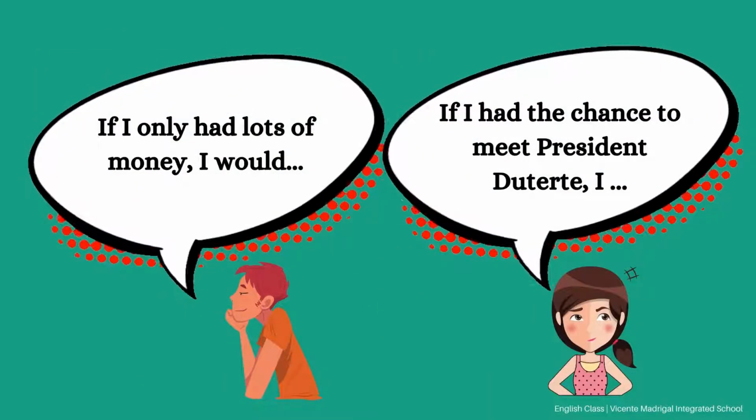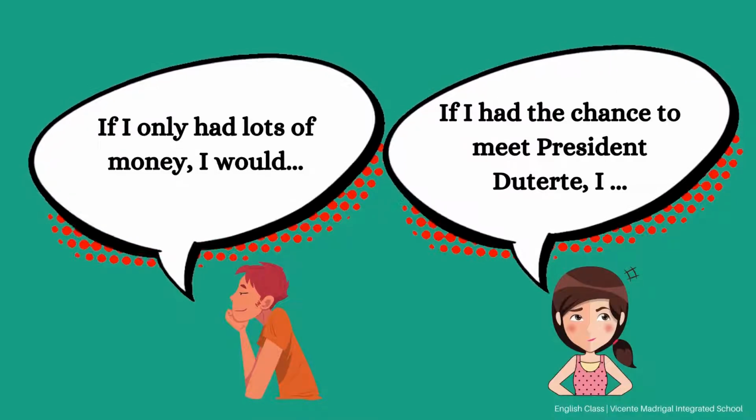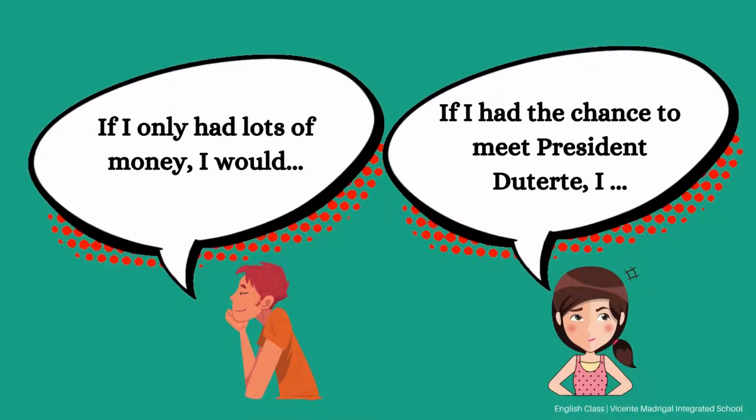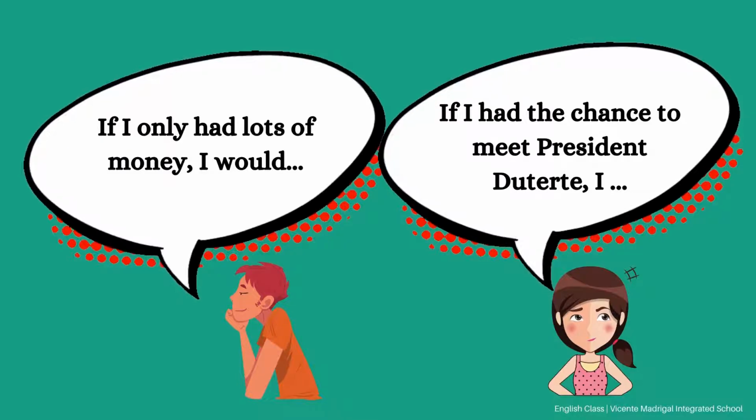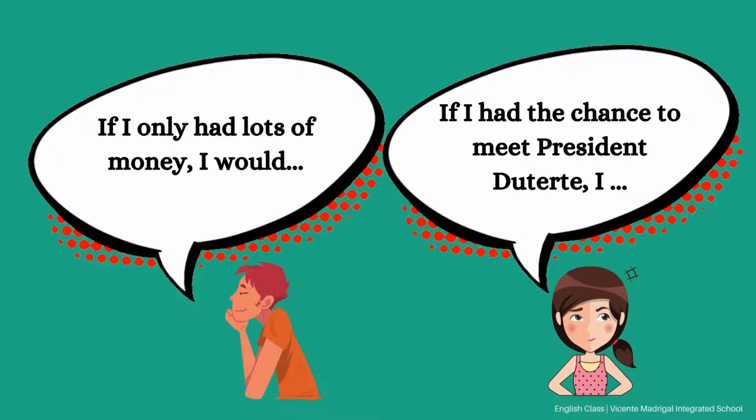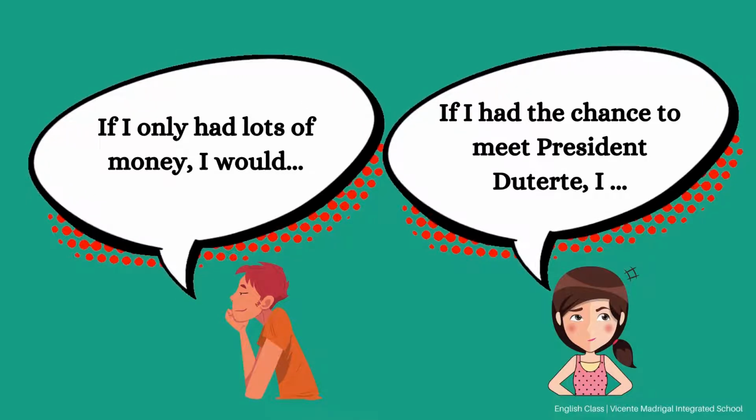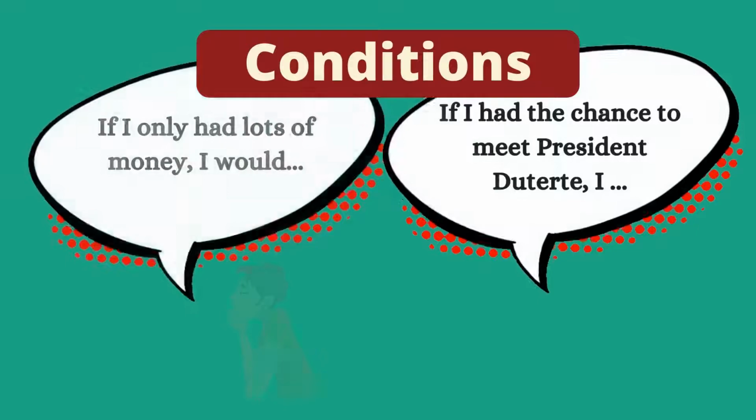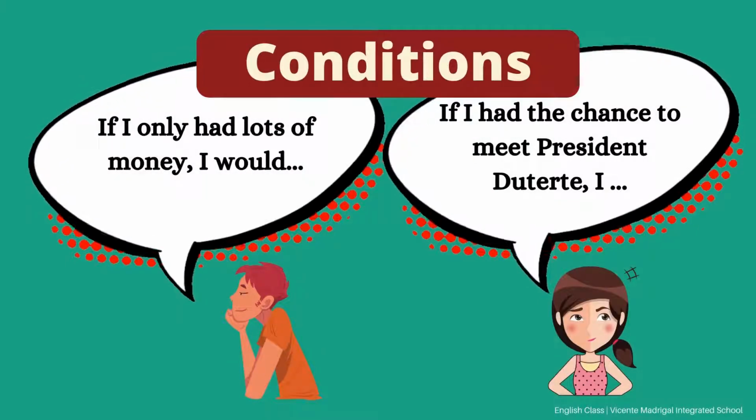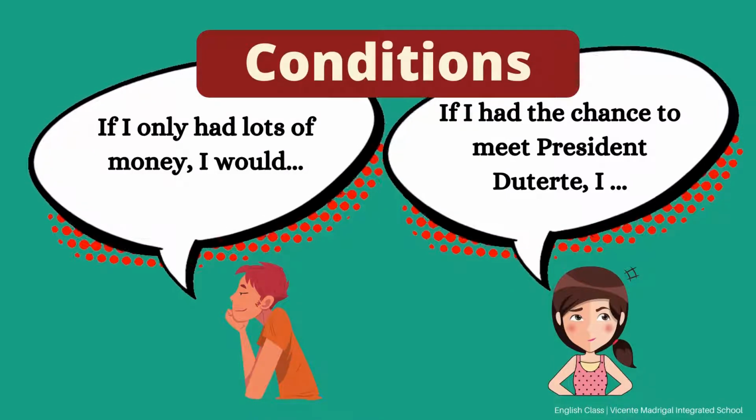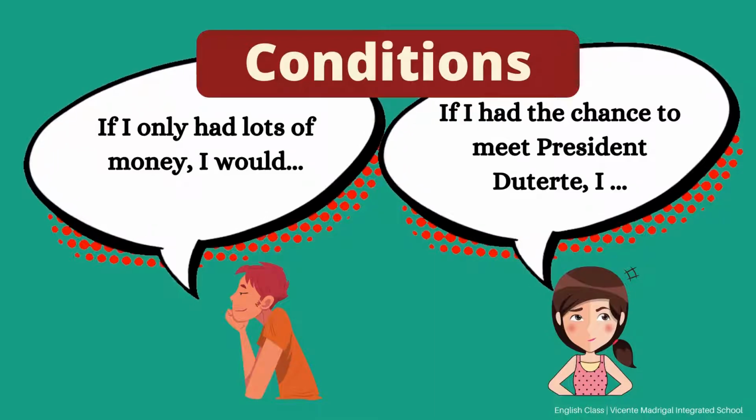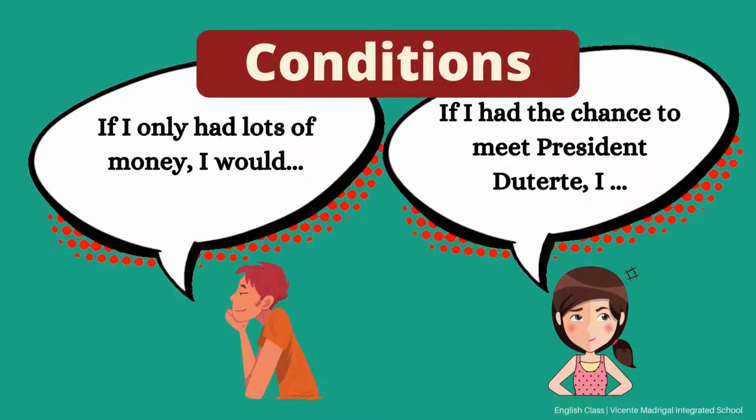Now, what can you say about these statements or dialogues? What do they want to express? Yes, you are right. They are presenting conditions. Conditions like, if you had lots of money, you can do whatever you like. And if you had a chance to meet the president, you can tell him what's on your mind. Very good analyzation.